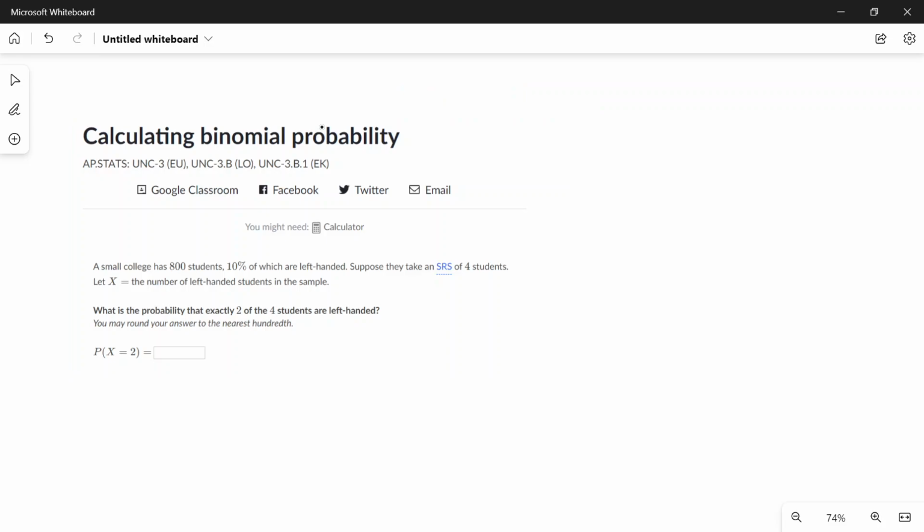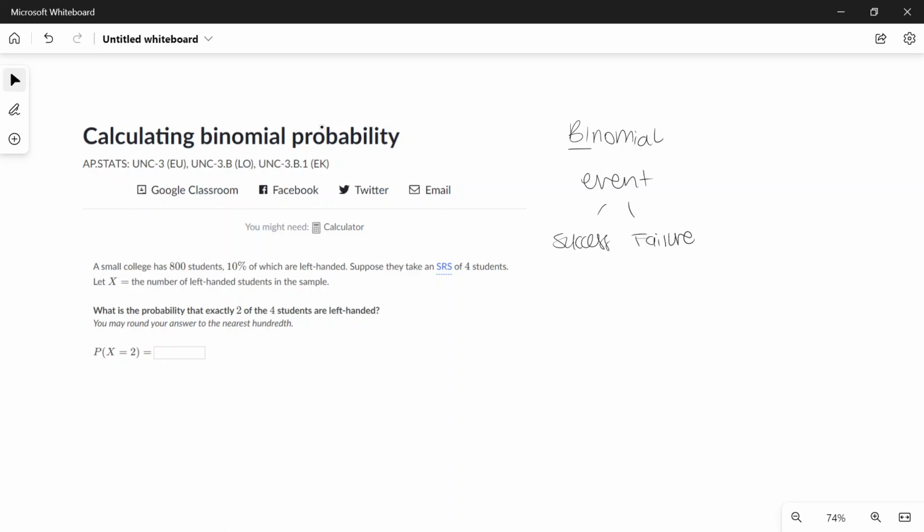So basically binomial, you can think of it as bi, which means 2, so 2 outcomes. For each event, there's 2 outcomes, and one outcome is a success, and one is a failure. So those are your 2 possible outcomes. Either you have a success or a failure.